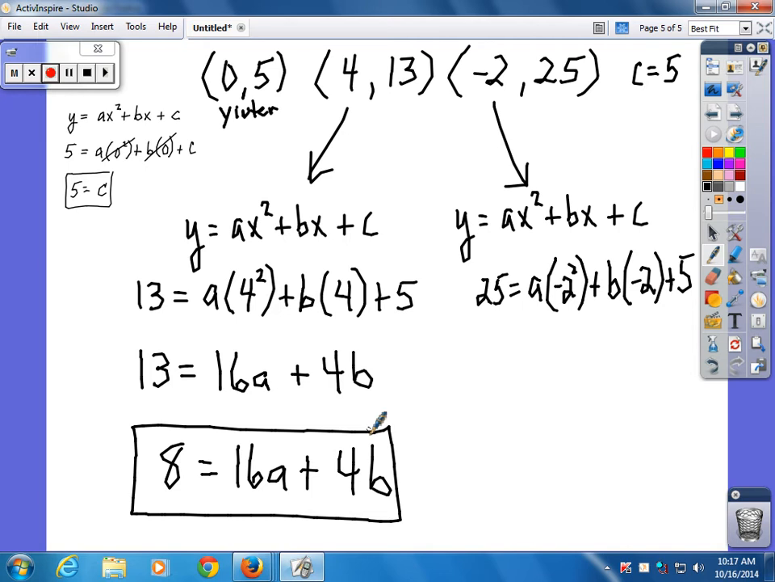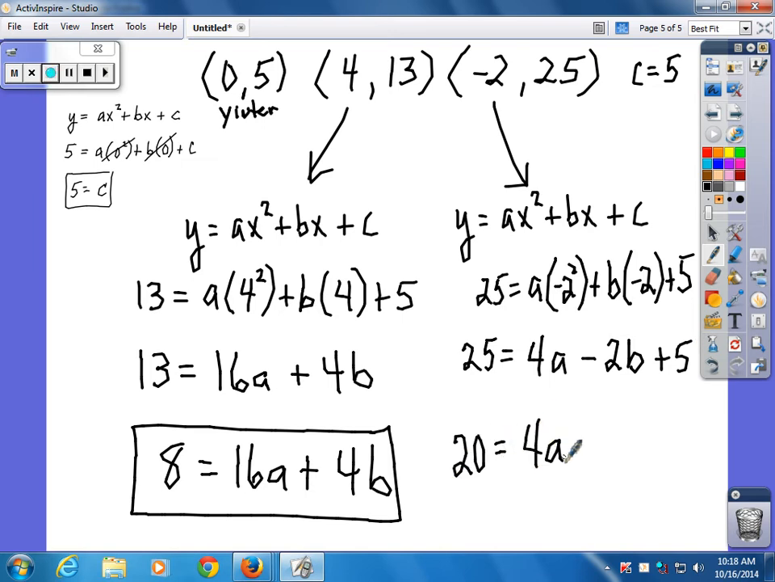And then over here, I get 25 is equal to 4a minus 2b plus 5. And what's 25 minus 5? 20 is equal to 4a minus 2b.